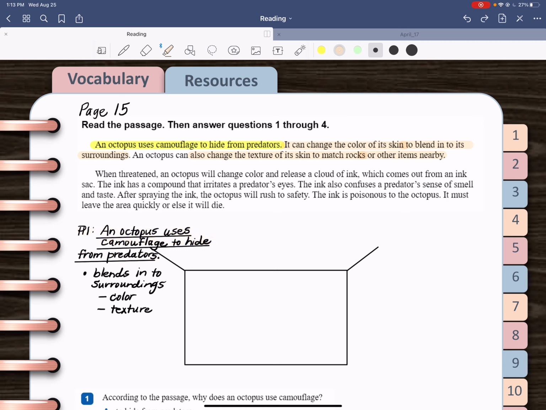So what if the camouflage doesn't work? What if disguising itself is just not enough and the predator keeps coming? So paragraph 2 is focusing on when threatened. What does the octopus do? It changes color and it releases a cloud of ink.